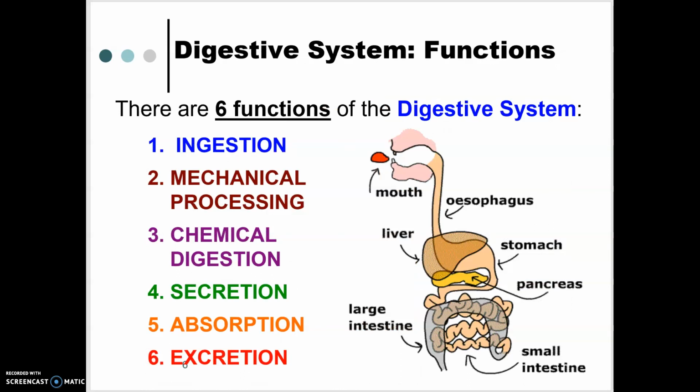Okay, so our digestive system has basically 6 functions. There's more, but depending on what book you use or you read, we're going to break it down into 6. We've got ingestion, mechanical processing, which is sometimes called physical digestion, chemical digestion, secretion, absorption, and excretion. So these are all functions that our digestive system is responsible for.